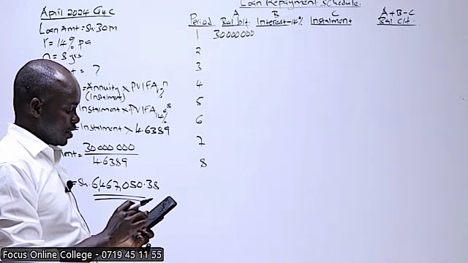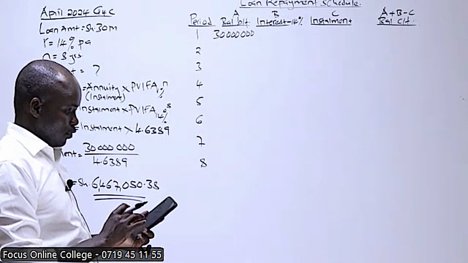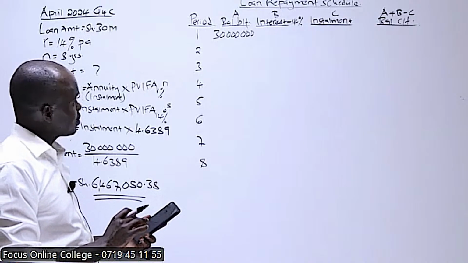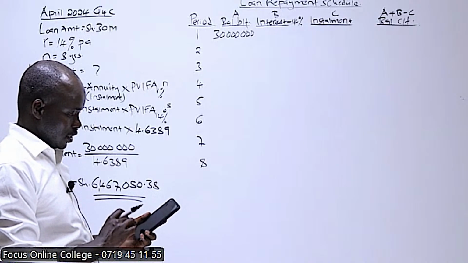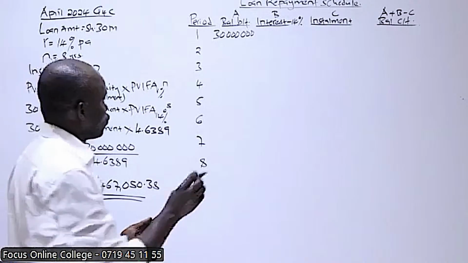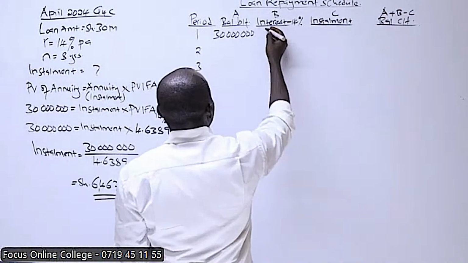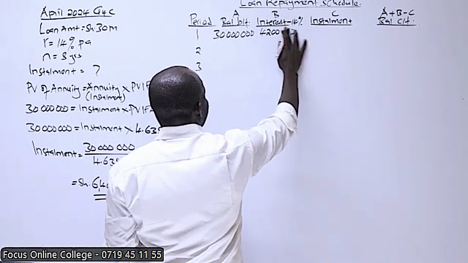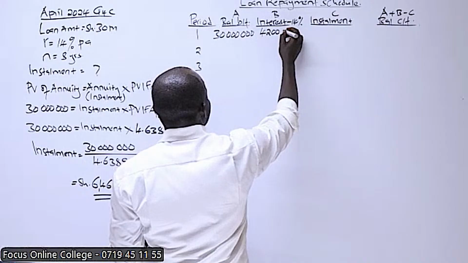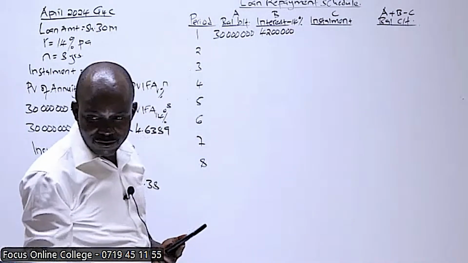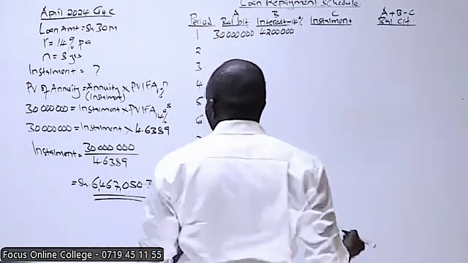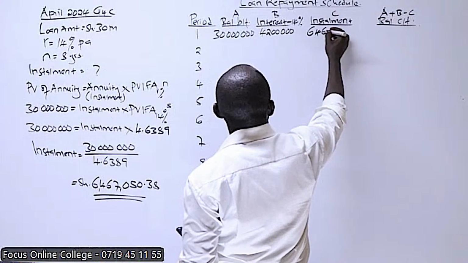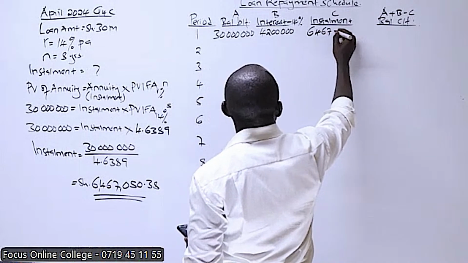So 14% times 30 million is 4.2 million. Then we have an installment. We make a payment of 64, 67, 050.